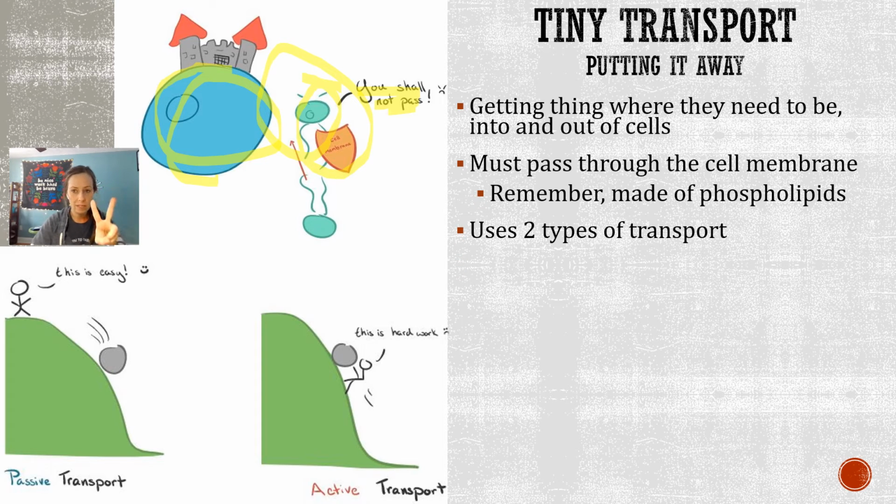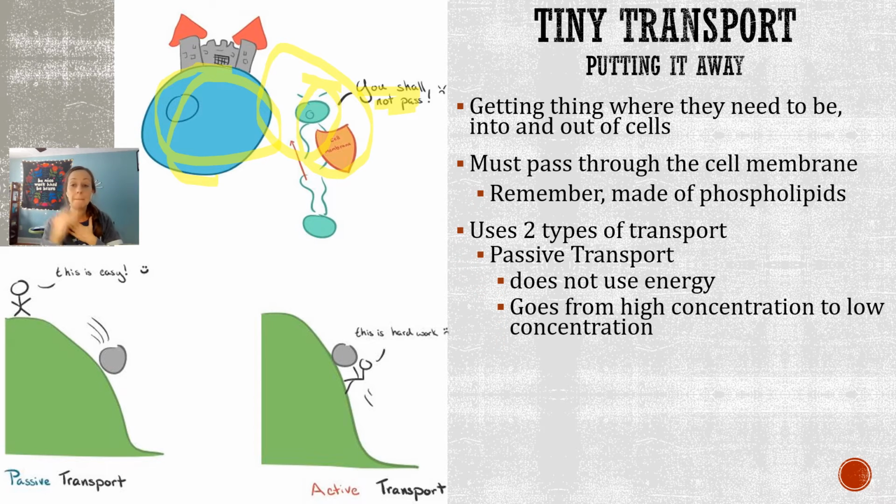So we use two different types of transport. Passive transport, and when you're passive, you just kind of like go with the flow. You don't use energy. This is going to bring things from a high concentration to a low concentration. Passive transport is this picture over here, right? If you throw a rock down a hill, it just rolls, right? If my classroom is super crowded and I open the door, people leak out.